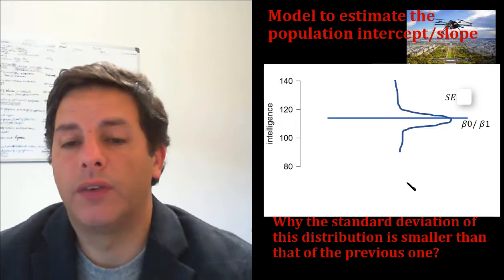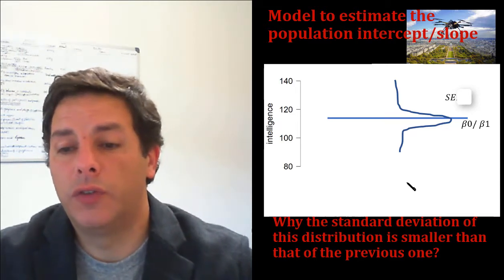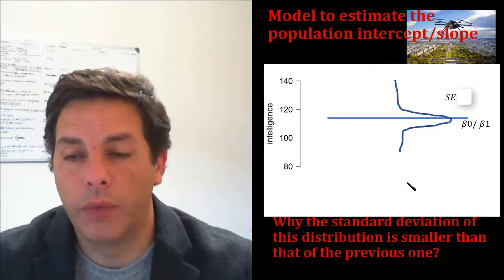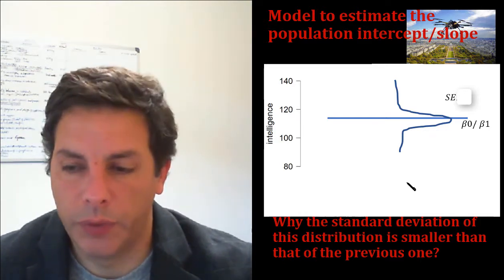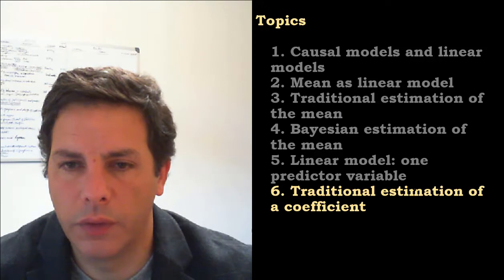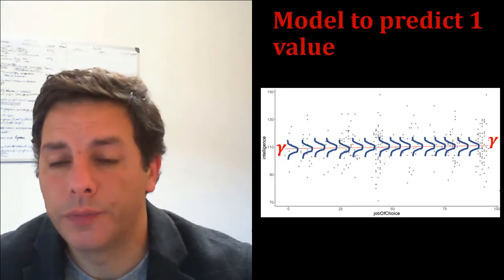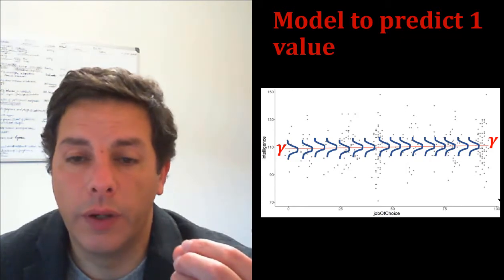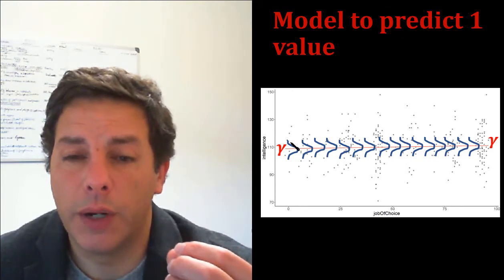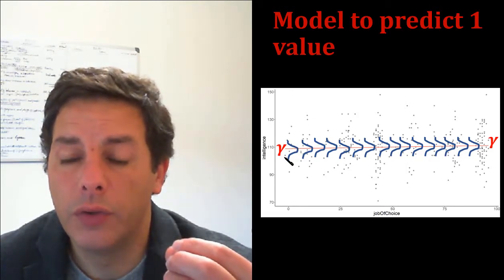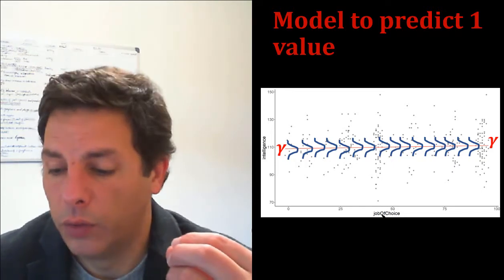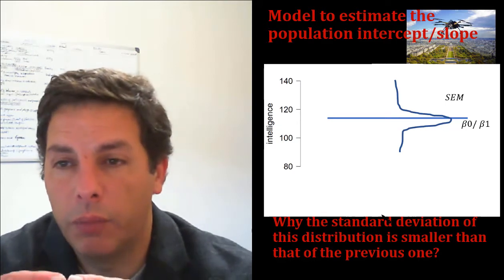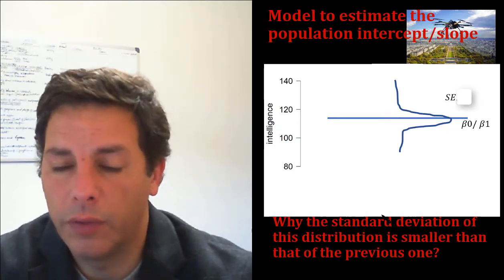And again, when we ask the question why the standard deviation of this distribution is smaller than that in the previous one, well, it's smaller because we are here making predictions about individual values, whereas here we are making a prediction of the parameter of the beta 0 and the beta 1.